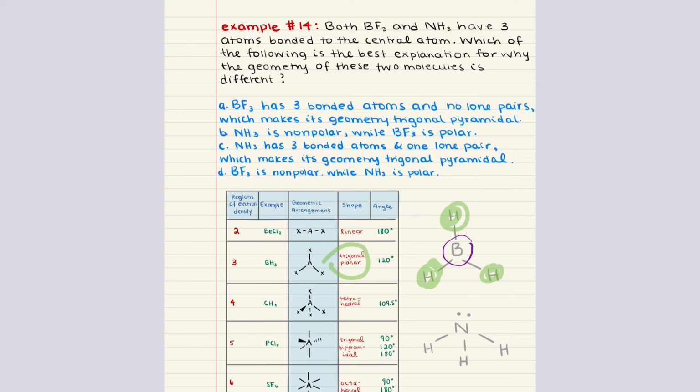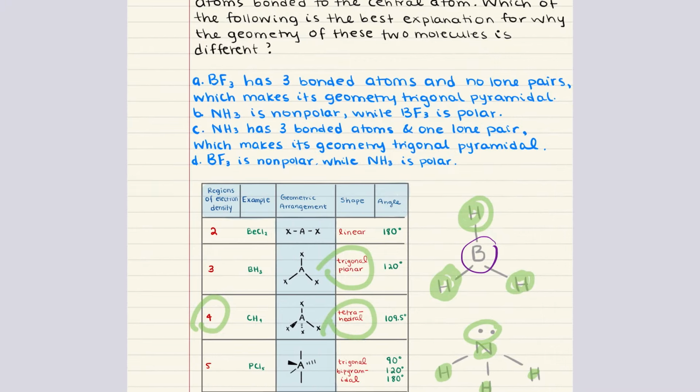Ammonia has a central nitrogen, and it has three hydrogens bonded to it. Now, nitrogen has five valence electrons, three that are used to form single bonds with hydrogen atoms, and that means that the remaining two electrons form a lone pair. So nitrogen actually is surrounded by four regions of electron density, which means that the electronic geometry is that of a tetrahedral. Okay, so keeping that in mind, let's work through our answer choices.